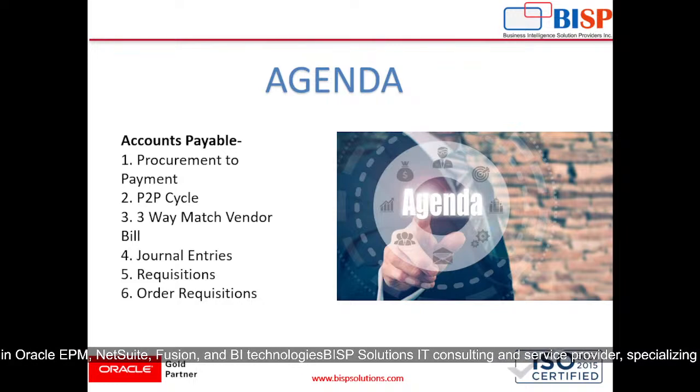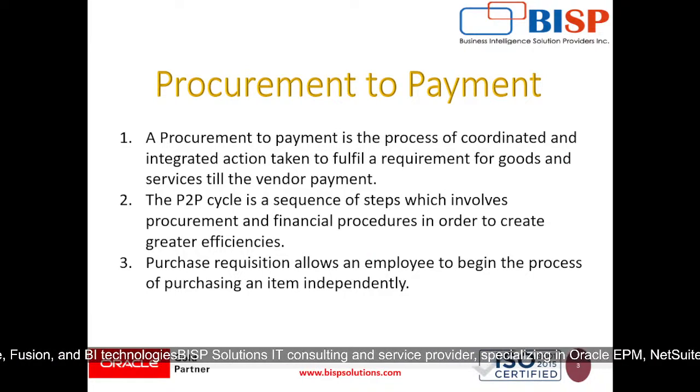Starting with our first topic, which is procurement to payment. Procurement to payment is the process of coordinated and integrated action taken to fulfill a requirement for goods and services till the vendor payment. The P2P cycle is a sequence of steps which involves procurement and financial procedures in order to create greater efficiencies. Purchase requisition allows an employee to begin the process of purchasing an item independently.